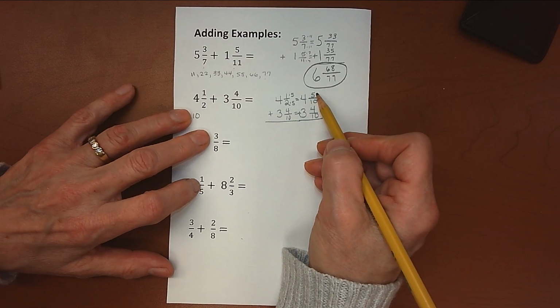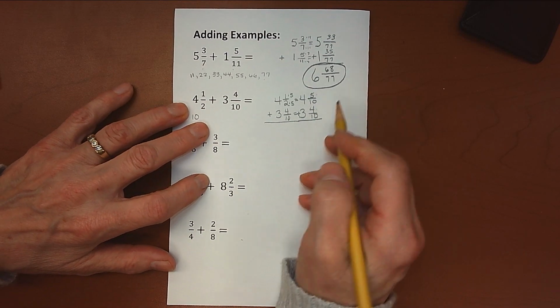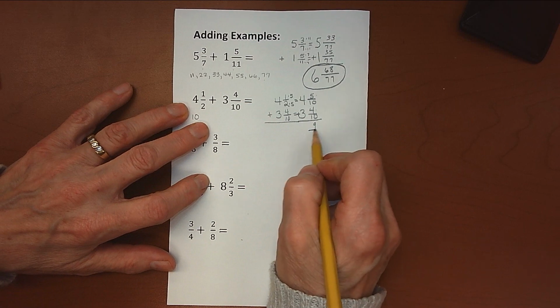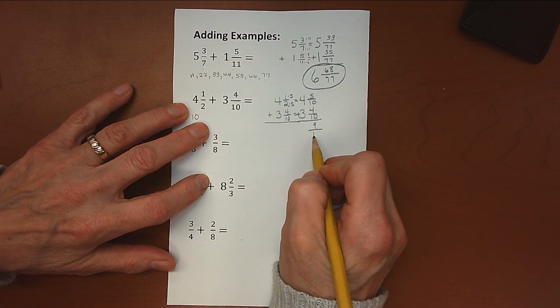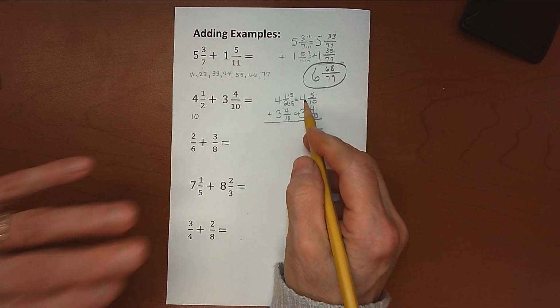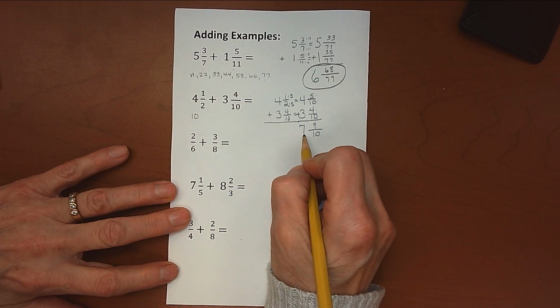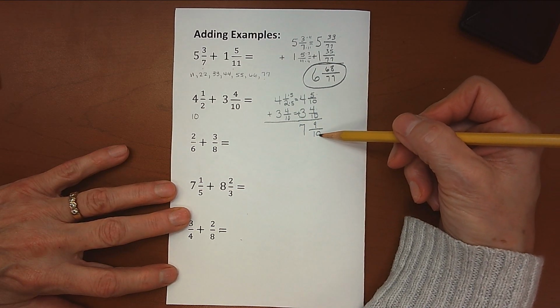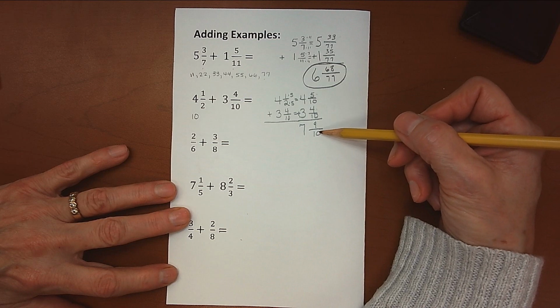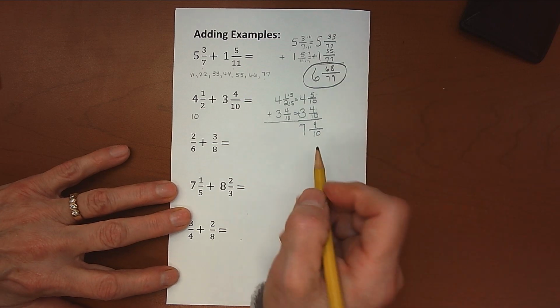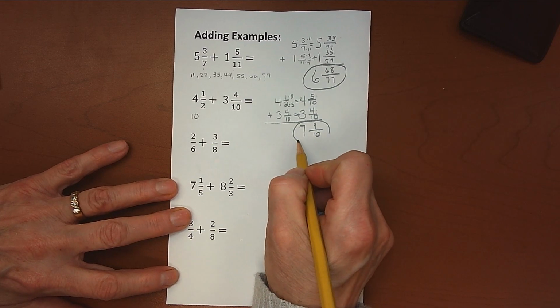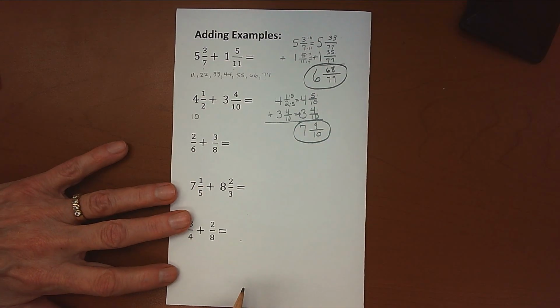I'm going to add 5 plus 4, the numerators together, which gives me 9. My denominator just stays the same, tenths, and then 4 plus 3, which is 7. So 7 and 9/10. Check to see if I can reduce this fraction at all, and I cannot. That's in lowest terms, and so 7 and 9/10 is my answer for our second problem there.